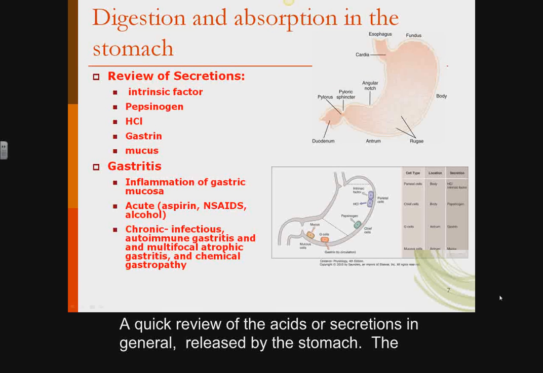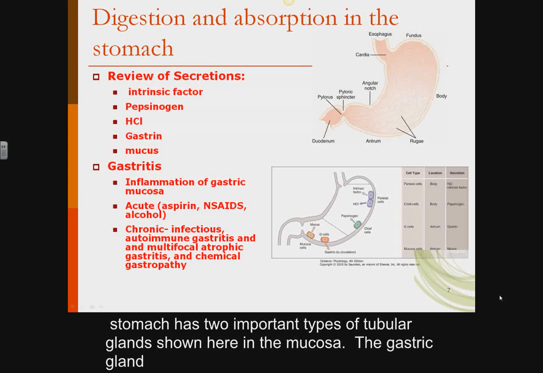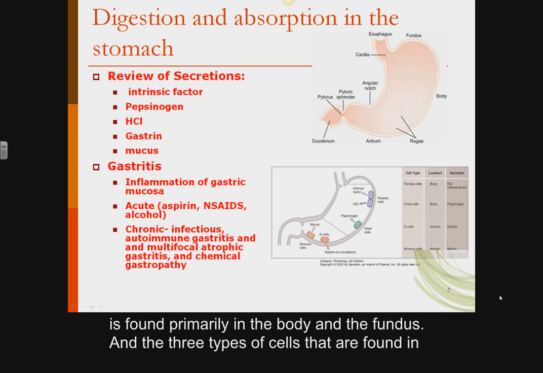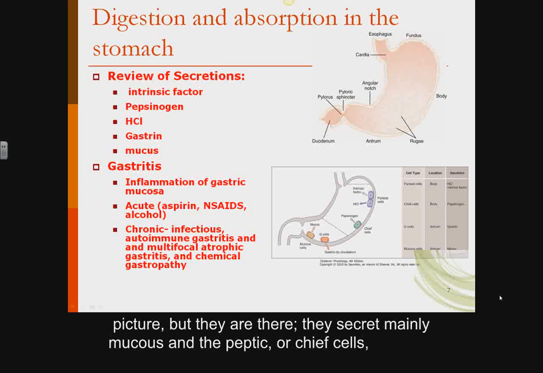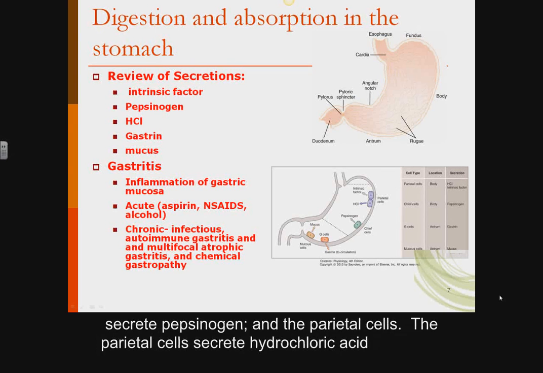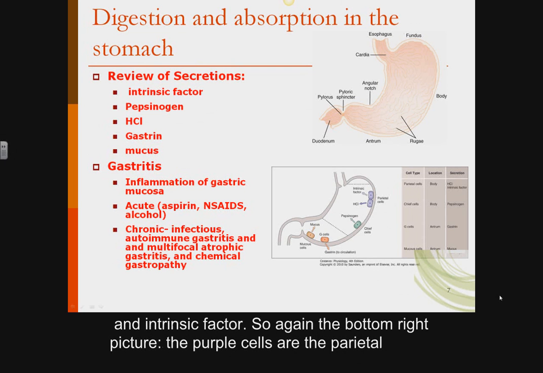A quick review of the acids and secretions in general released by the stomach. The stomach has two important types of tubular glands shown here in the mucosa. The gastric gland is found primarily in the body and the fundus, and the three types of cells found in the gastric gland are mucosal cells, which they don't show here in this bottom right picture, but they are there. They secrete mainly mucus. And then there's the peptic or chief cells. They secrete pepsinogen. And the parietal cells. The parietal cells secrete hydrochloric acid and intrinsic factor.